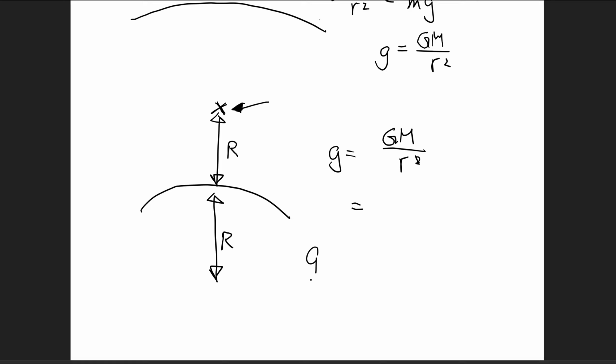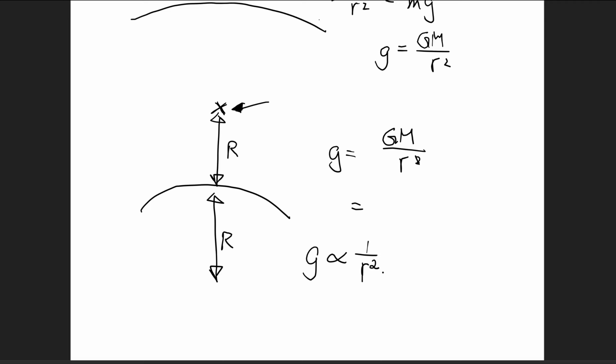Or you can do it in a smarter way. You know that g is inversely proportional to radius squared. So when the radius is doubled, the gravitational field strength should be 1/4 of the initial value. So it should be 1/4 times 9.81. Okay, so these are the concepts that you need to know about the gravitational field strength.